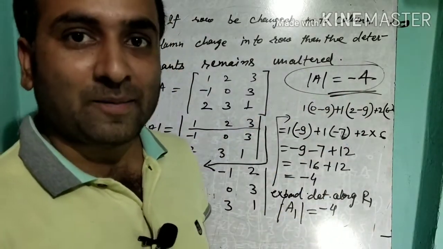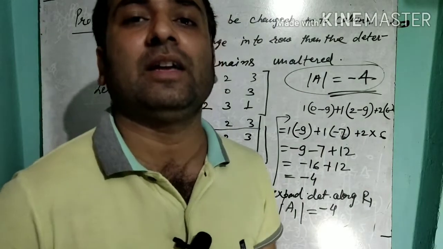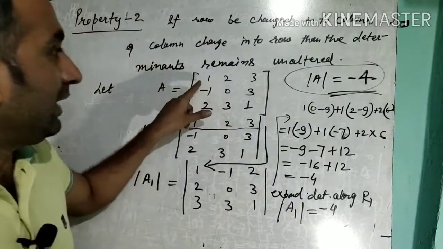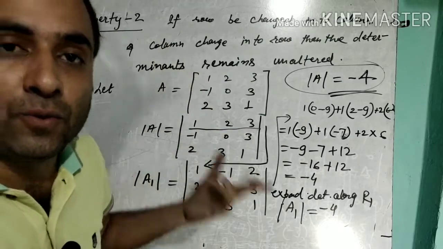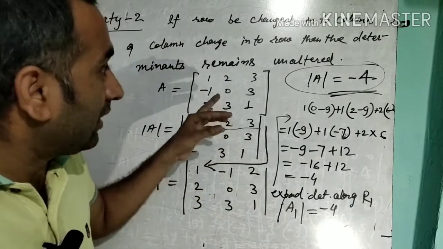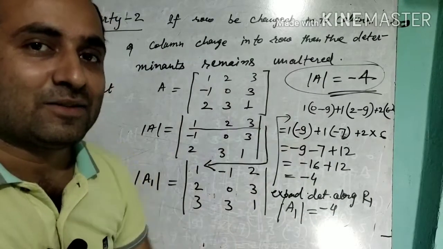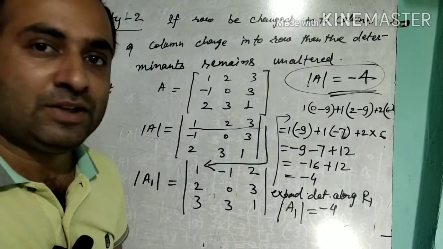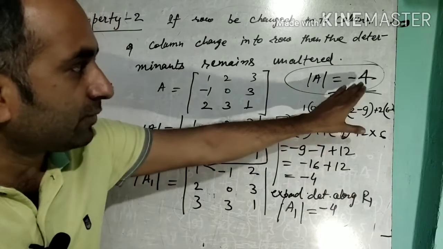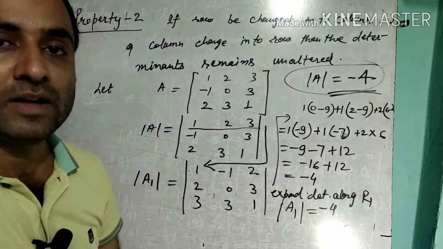Is it clear? That means what you have learned is that if all the elements of a determinant are interchanged from rows to columns, or columns to rows, then the value of the determinant has no change. It is also -4.